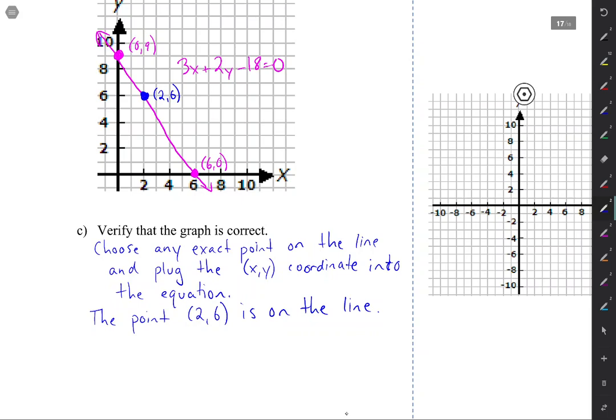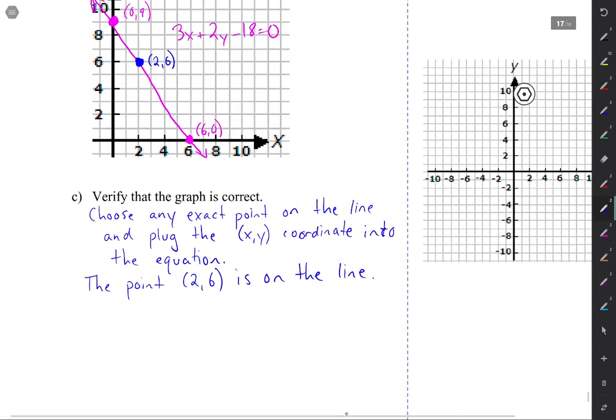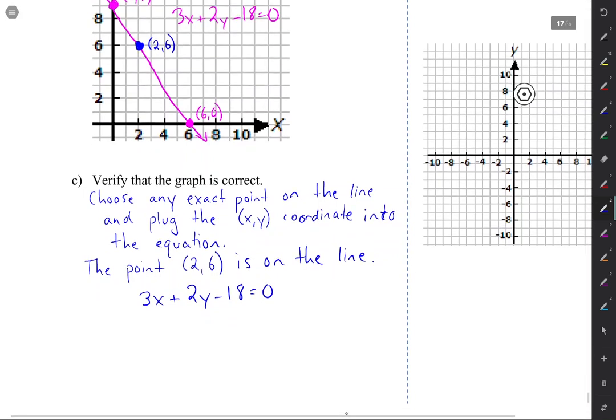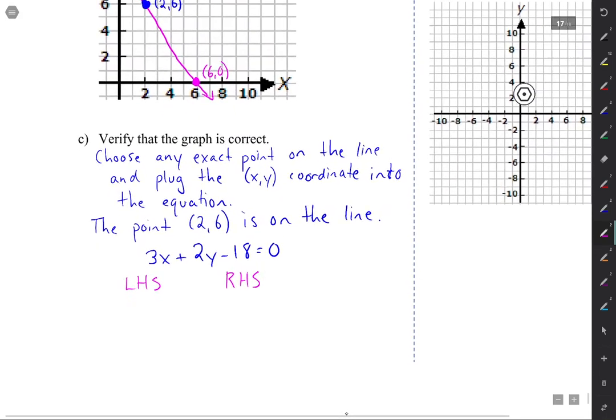Now, there's a specific way to do this, and if you do this incorrectly in Precal, it is something you will lose marks for. So I have the equation of the line, 3x plus 2y minus 18 is equal to 0. Whenever we verify that an equation is correct, we use this left-hand side, right-hand side method. So left-hand side, I'm going to put LHS, and then right-hand side, I'm going to put over here. And then we're going to make a little T-chart.